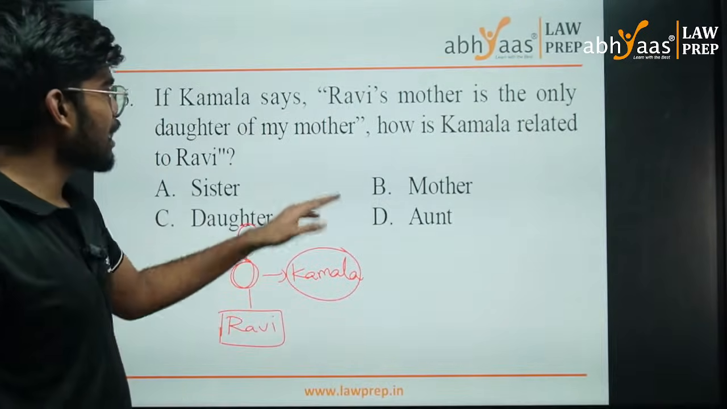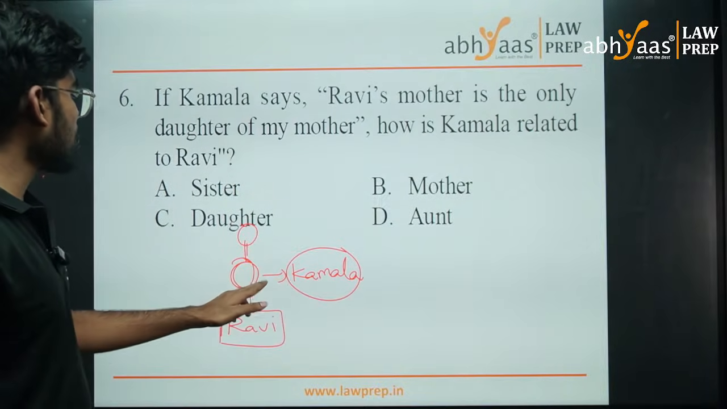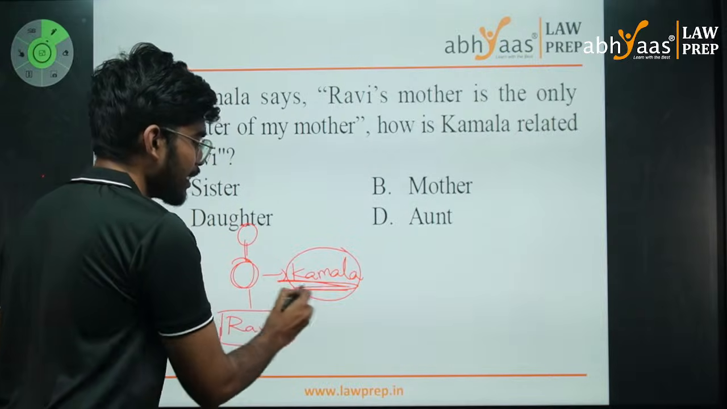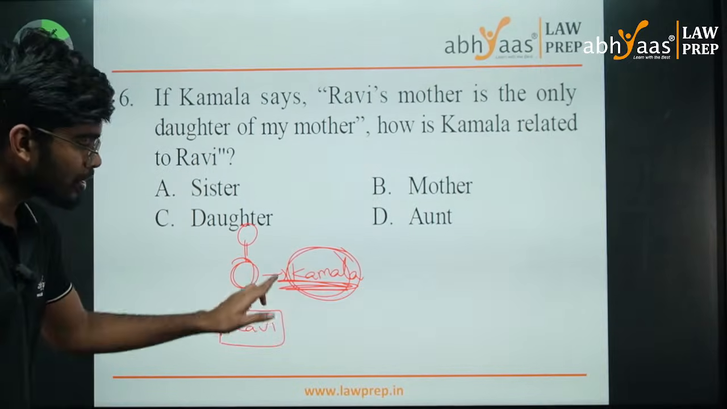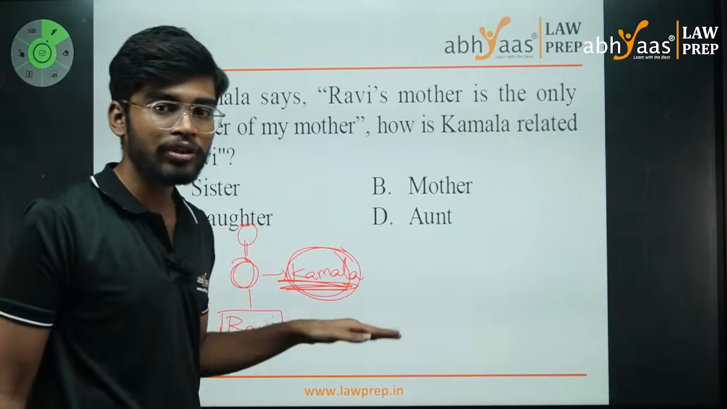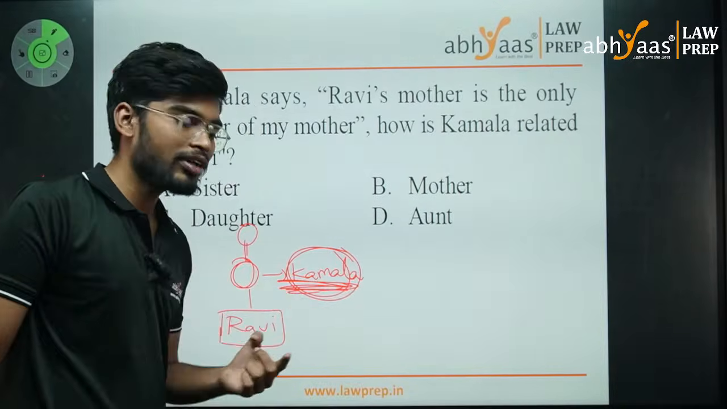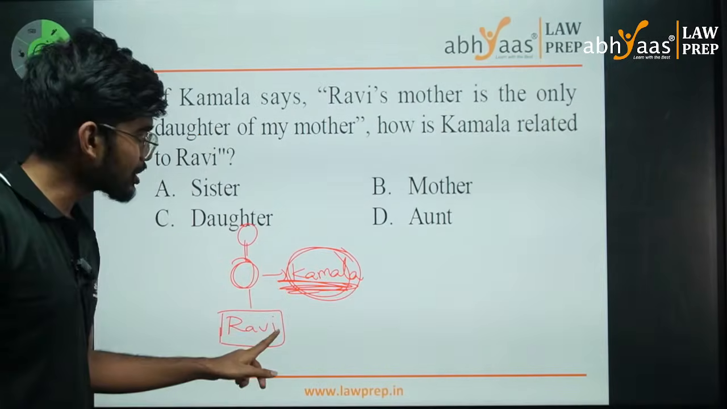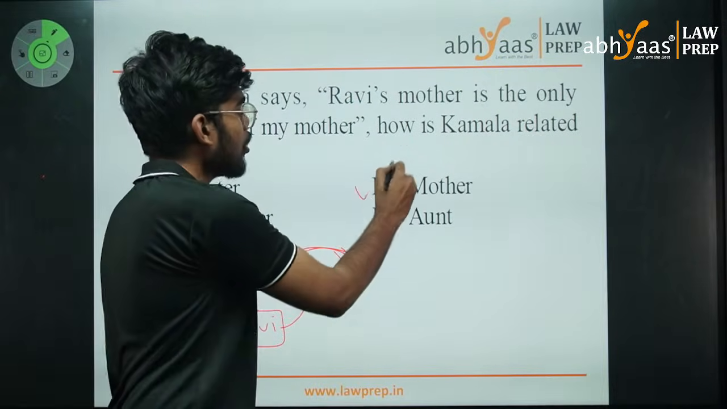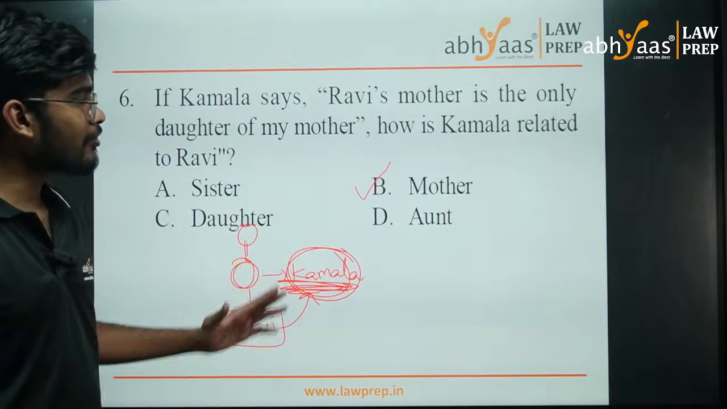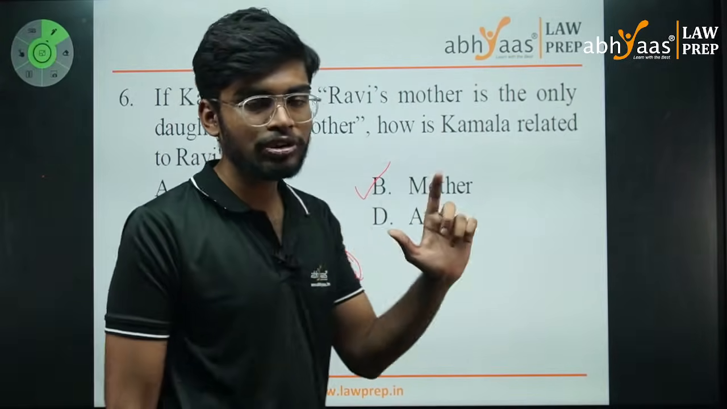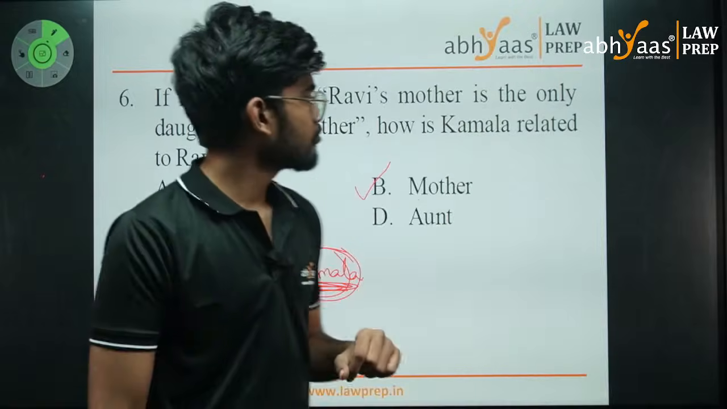Here, Kamala is telling that Ravi's mother is the only daughter of my mother. Here, me indicates that it is Kamala herself. My mother's only daughter. If Kamala is telling that, it means it is Kamala herself. And there is a generational gap. So, how is Kamala related to Ravi? She is the mother of Ravi. Or in the same question, they can ask in another way. How is Ravi related to Kamala? Ravi is the son of Kamala. So, I have to know the difference between those two and answer the question. Okay.